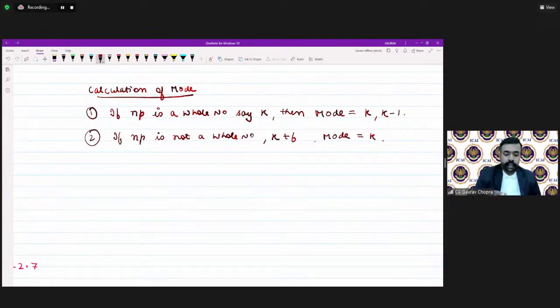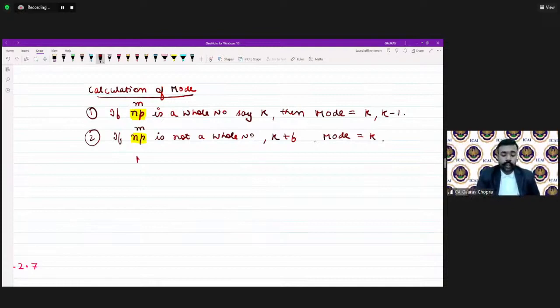That means mean. This can also be written as mean, right? So we can write here m, that is mean, and also here we can write m. So one and the same thing. So if mean is a whole number, then mode will be k and k minus 1. And if mean is not a whole number, then mode will be k.